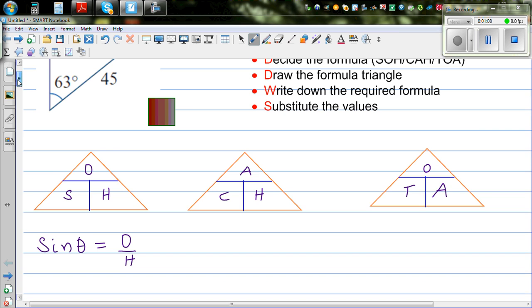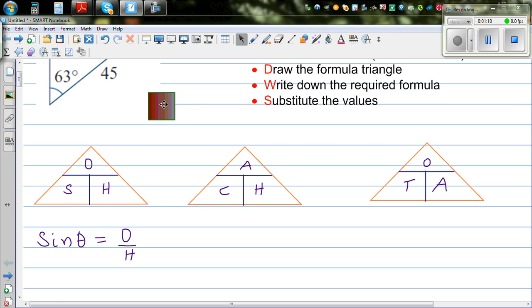So if you cover up sine, if you cover up S, hopefully you can't see S there. So S is O divided by H. O is sitting above H, and this is a division line. That's how you can remember. So sine theta is O divided by H.